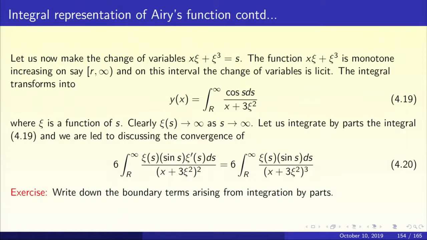So now let us integrate by parts. Let us write cosine of s as d/ds of sine s. And let the derivative shift to the other factor, namely 1 upon x plus 3 chi squared. It's going to become 1 upon (x plus 3 chi squared) the whole squared. And then it will be 6 chi into chi prime. But again, chi prime was what? 1 upon x plus 3 chi squared. So all in all, you get 4.20, namely 6 times the integral from r to infinity of chi of s sin s ds upon (x plus 3 chi squared) the whole cube.